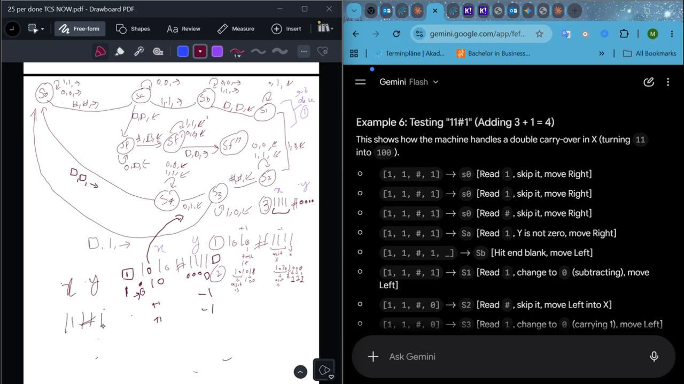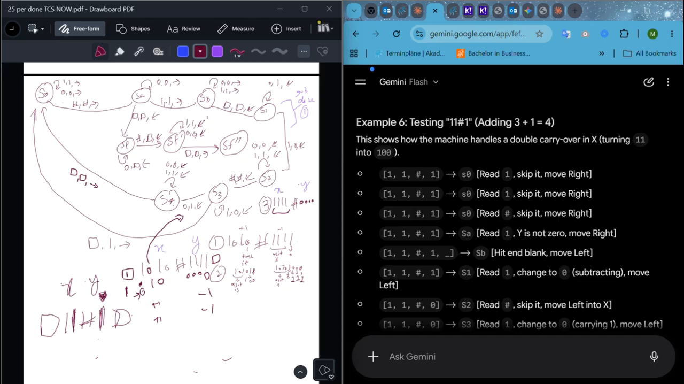1 hash 1. In that way, the tape will find this hash, go one step right to the first digit of Y, and once it finds the first digit of Y, if it finds the 1, then it will proceed further because there is something to add into X. And once that happens, it finds the blank and goes one step left so it can be sure about the first digit of Y. That's what SB is doing.